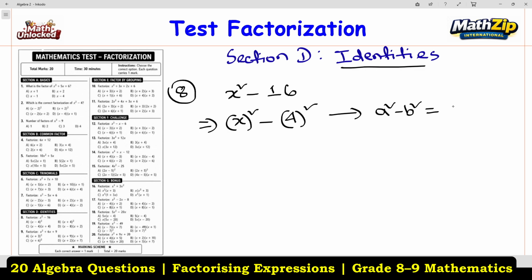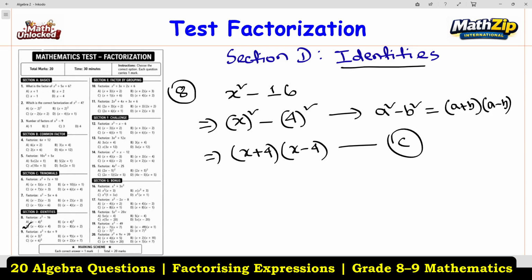We know about this one: (a + b)(a − b), right? So this one we can also write as (x + 4)(x − 4). So where is the option? The option is C. So C is our correct one. Number 9.